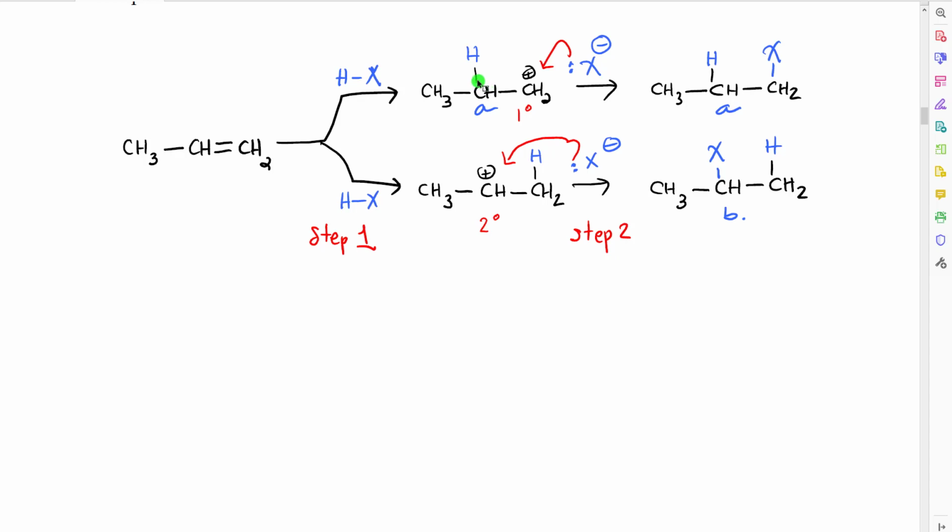In that case, then, what we would want to know is, how does the stability of intermediate A compare to the stability of intermediate B? We would see that intermediate A is a primary carbocation, which has a much higher potential energy than intermediate B. So therefore, intermediate A would have a higher potential energy, intermediate B would have a lower potential energy.